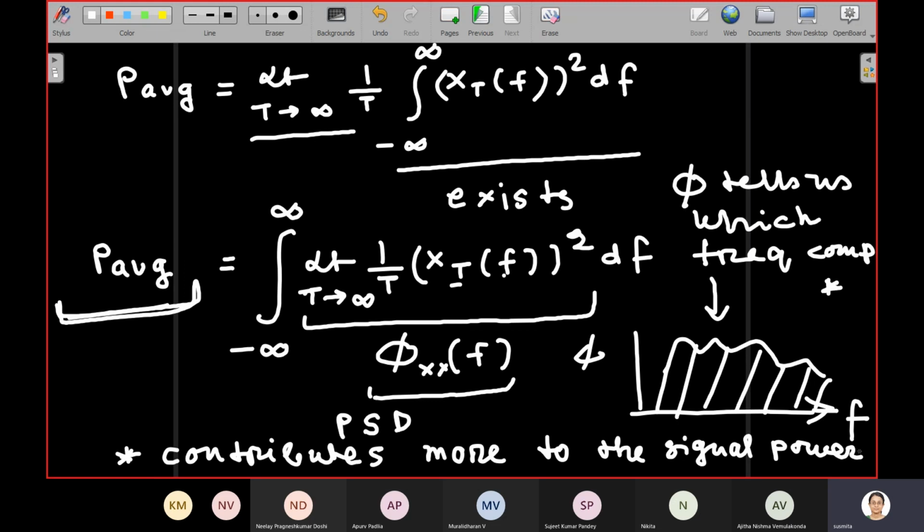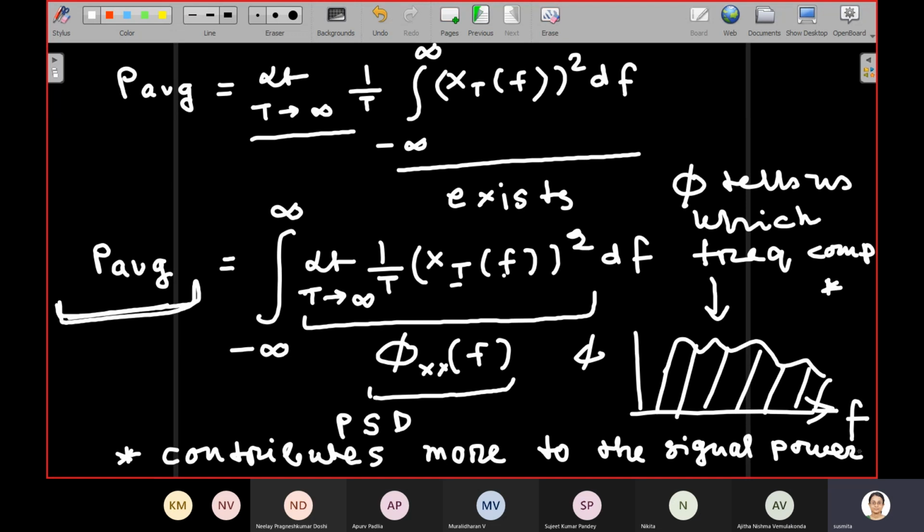But that is not the case in case of a random process. In the case of a random process, the Fourier transform is also random and it does not tell us anything because we only get a random profile. So the power spectral density is important for a random process.